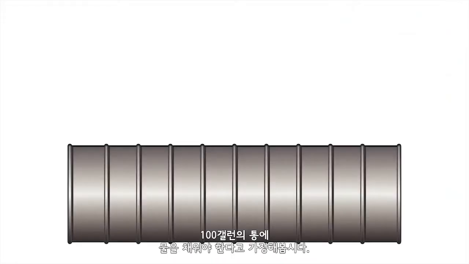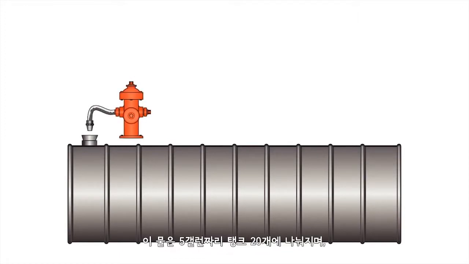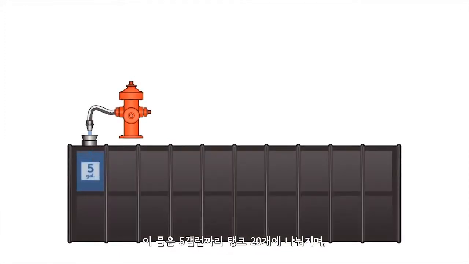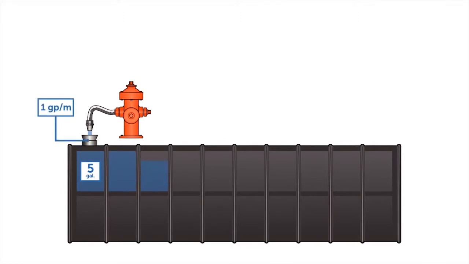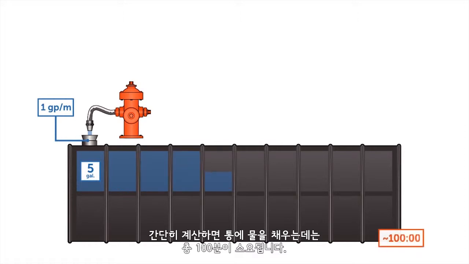Say you have to fill a 100-gallon drum with water. This is divided into 20 tanks that have 5 gallons of capacity and can receive 1 gallon per minute. Simply calculating, the total time to fill the drum will be 100 minutes.